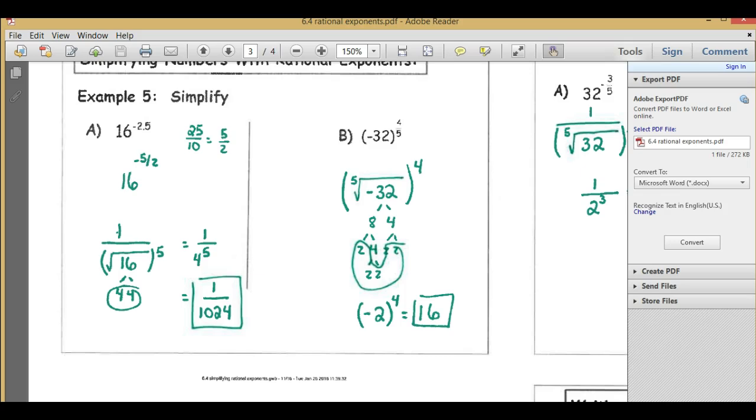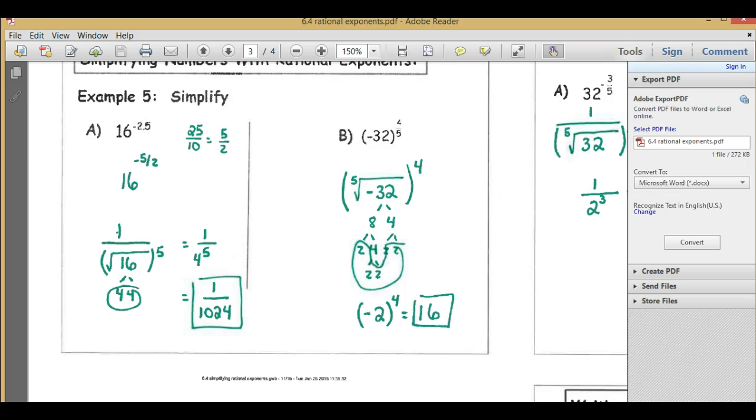Next one, negative 32. I want to take the 5th root of that because 5 is in the denominator, and I want to take it to the 4th power. So I break down 32. Yes, I can break it down. 5 is odd, so you do get an answer. Get negative 2. Negative 2 to the 4th power.